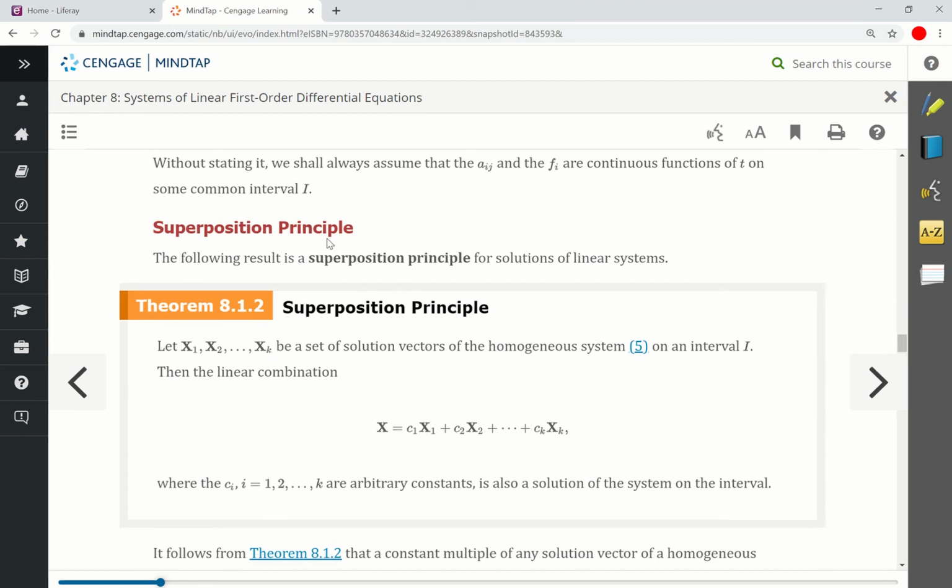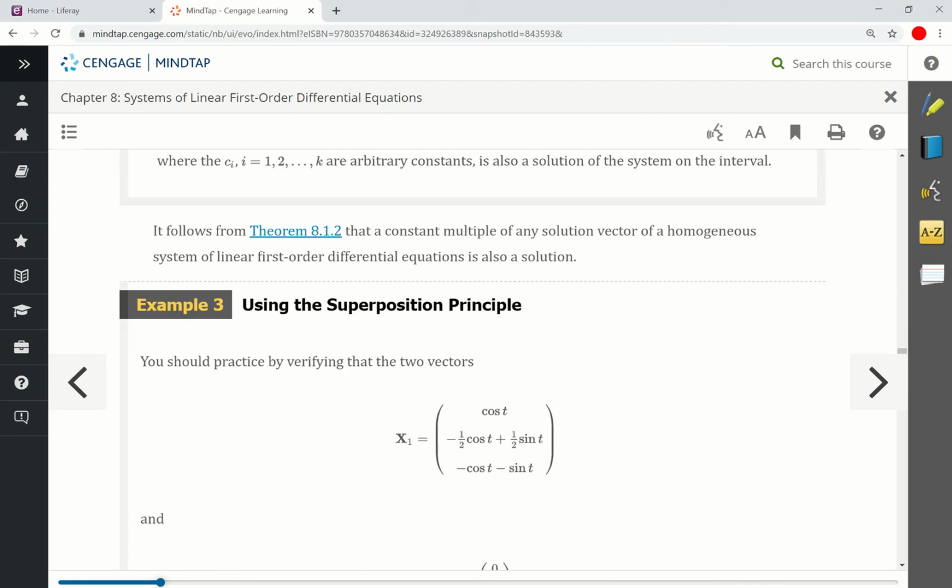One of the results we recall previously was the superposition principle, and that also holds true for systems. Suppose we have a set of solution vectors x1, x2, up to xk. Remember, each one of these is a column vector that satisfies the differential equation system. Then it's also true that the linear combination of those will also be a solution. So suppose that these are solutions on the interval I, then their linear combination, where the ci are just some arbitrary constants, will also solve the system.